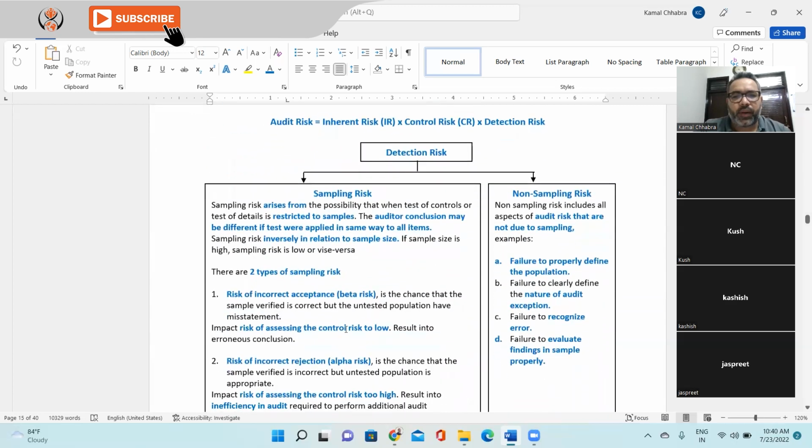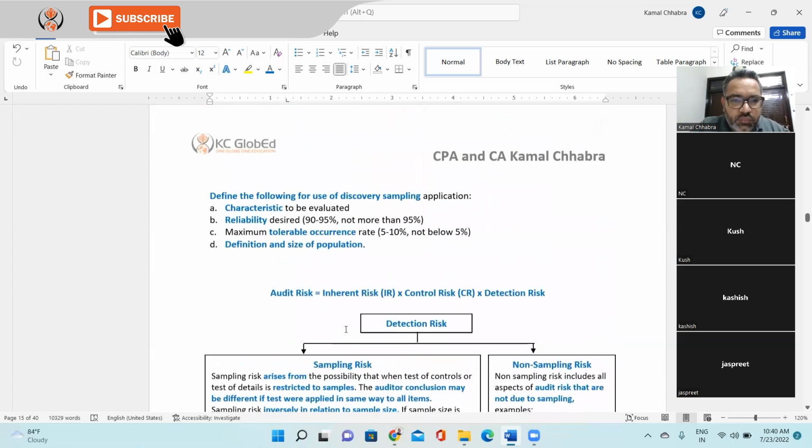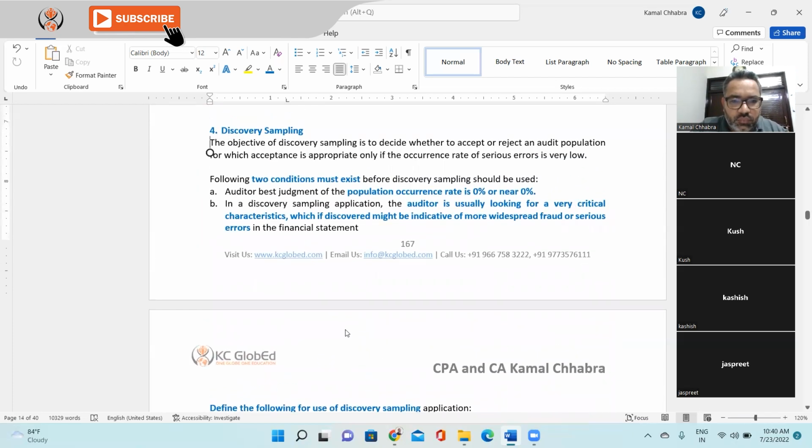Right, now coming to all these sampling techniques, what is the most critical thing is detection risk. On the previous page there is a line that says auditor's best judgment of the population occurrence rate is 0% or near 0%. What does that mean? Here it is saying auditor's best judgment of the population occurrence rate. That means the things may go wrong, or things may not be as per management, as per the auditor expectation. The probability of that is 0 or near to 0%.